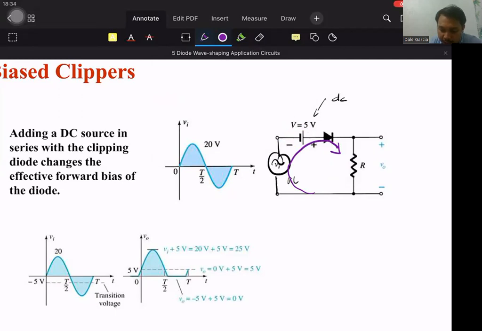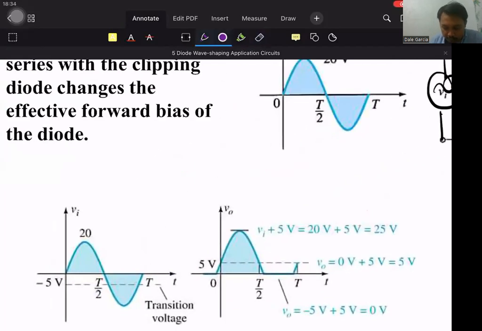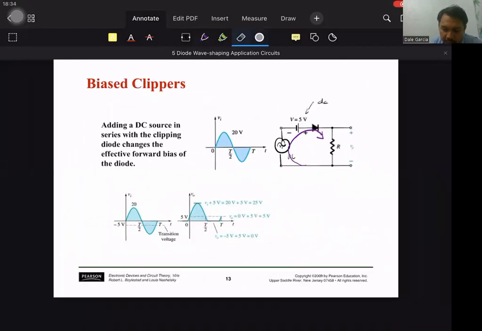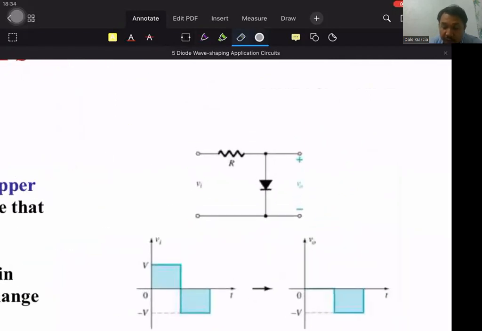Right? So if we do KVL here, it's VM, the AC source, plus 5 minus 0.7 minus VO is equal to 0. So VO is VM plus whatever the value of our DC is. Just like here, our output rose by 5 volts. Okay? So that's the explanation. Now if it's parallel, it's a different story.